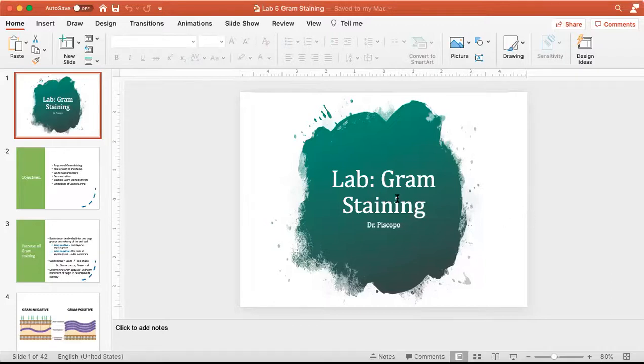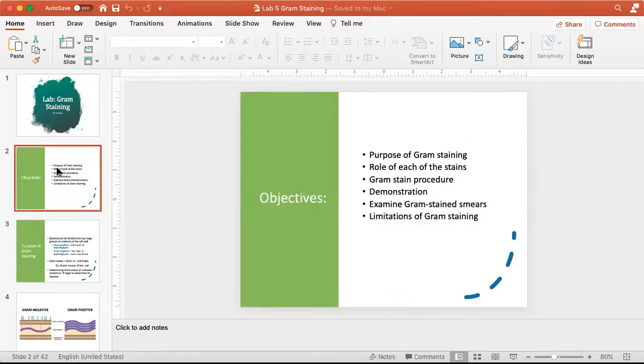We're going to go ahead and get started now with these slides. So our objectives for this exercise are to first talk about why. Why do we use gram staining? What is it that we're trying to see on the slide with this gram staining procedure? We're going to talk about the role of each one of the different stains that we use in this procedure. We're going to talk about the actual procedure, how you do it. Then I'm going to show you how to do it. And then we'll actually take some time to look at some gram stained smears. And finally, we'll finish up talking about some of the limitations of gram staining.